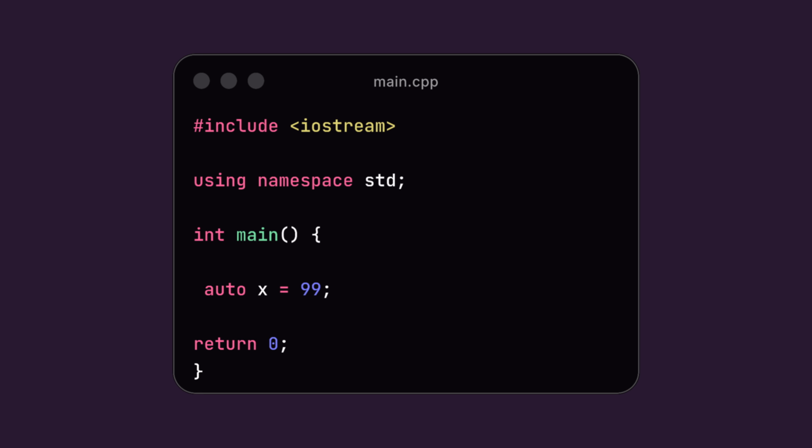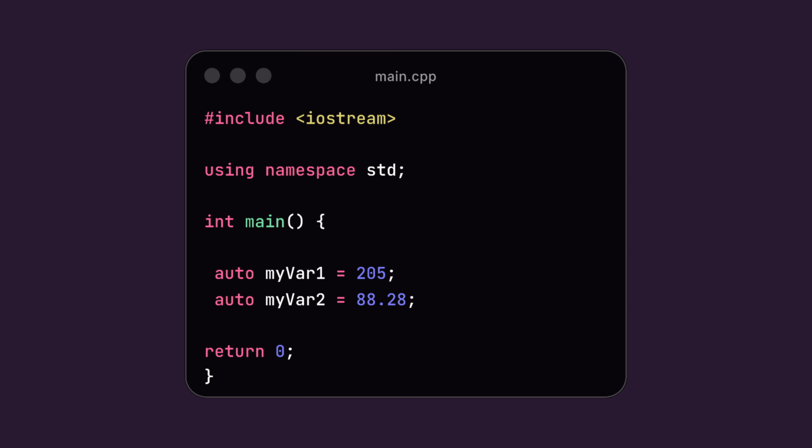But in C++, auto has another meaning. If you write auto as the variable type, not in front of it, the type will be determined automatically. So here, myvar1 is an integer and myvar2 is a floating point number. I didn't specify anything. It just knows automatically. And don't forget, this only works in C++.